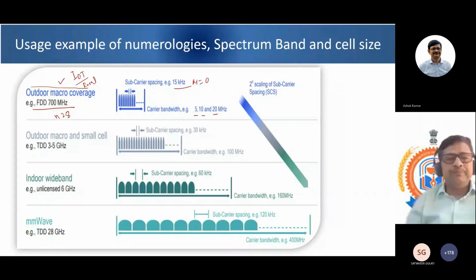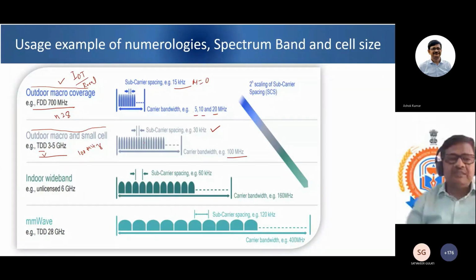Now coming to our midband. As we know, in India we have auctioned 3.5 gigahertz and it is TDD. This can be used in tier 1, tier 2, and tier 3 cities for outdoor macro and small cell. Here the recommended use is 30 kilohertz, and a channel bandwidth of 100 megahertz. In India, all operators have acquired 100 megahertz, so they have sufficient spectrum. With this configuration, they are deploying the same configuration in the field.